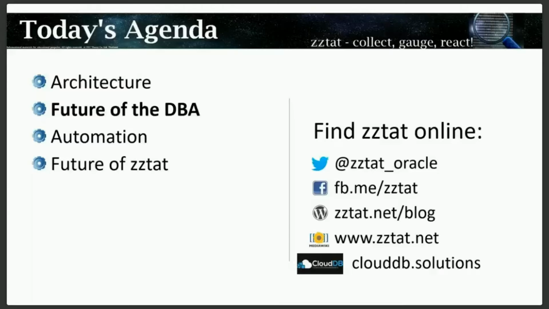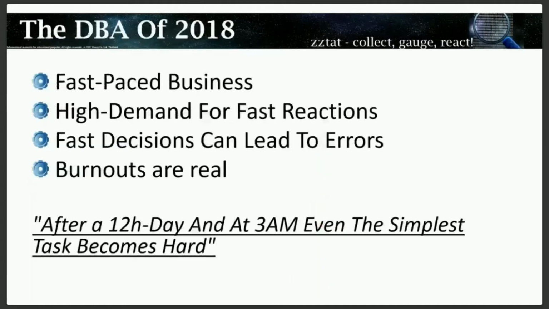Right, so let's talk a little bit about the DBA and the current role that the DBA plays in enterprises and how that may change in the future. The database business today is really fast-paced, and it's getting more and more fast-paced. If anything experiences an outage or anything goes down, it quickly costs businesses a lot of money. So there is a constantly increasing demand for fast reactions and for fast decision making, and that can obviously lead to errors.